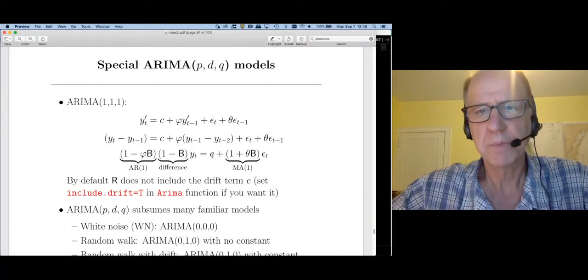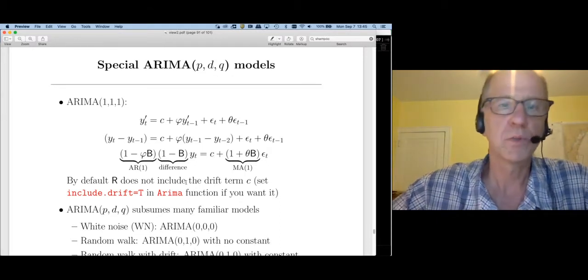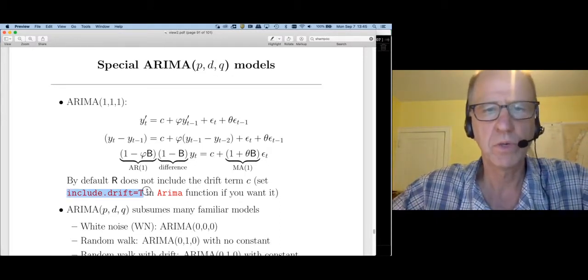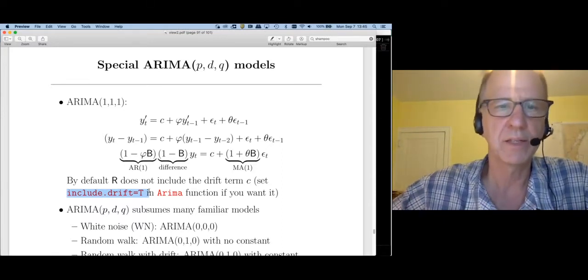A few more things to note. This constant, by default, is not included in the model unless you specifically ask for it. So the way you ask for it is you say include.drift equals true, and that gets you the constant.